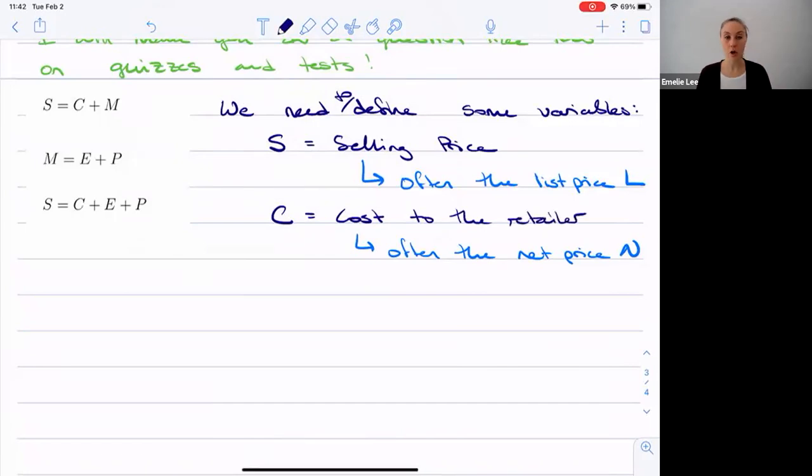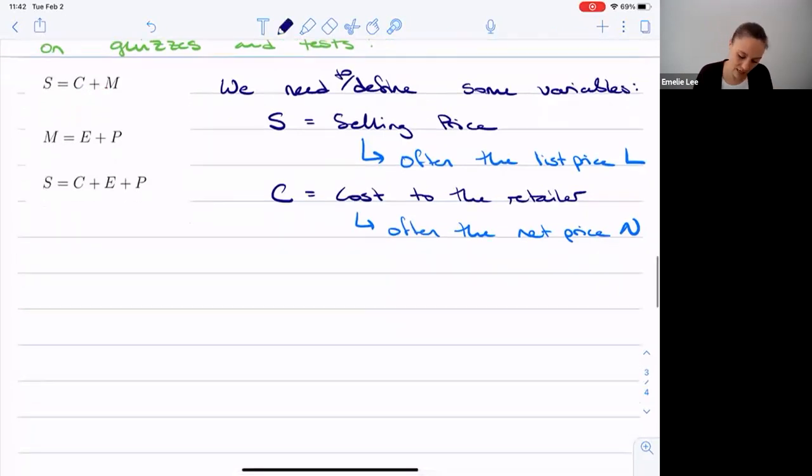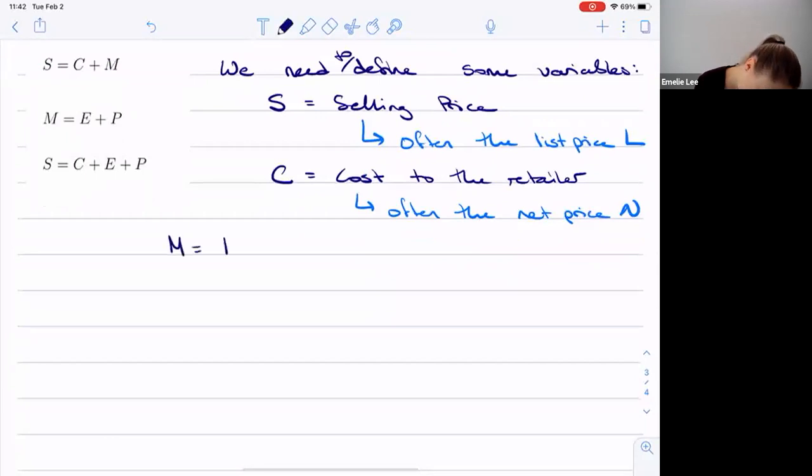How much does it cost me to acquire, like in the past example, that bottle of wine? It cost me $13.41. And then what we said was, okay, well, if you're selling it for $32.50, then there is some markup on that, right? So the selling price was $32.50. It costs them $13.41 to get this bottle of wine. So then the remainder is going to be the markup, which is M. M is the markup.